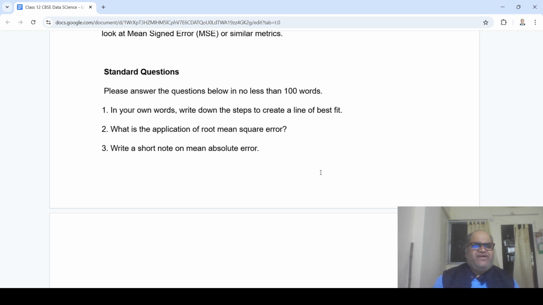Okay. What is the application of root mean square error? As you saw, root mean square is used for finding the best fit, and we just described some of these things. Write a short note on mean absolute error. This is another technique to find out the quality of fit. You can take one example, describe the steps, and describe why it is important. Since this is looking at absolute value, it is not as dependent on the direction of changes, so that is again important.